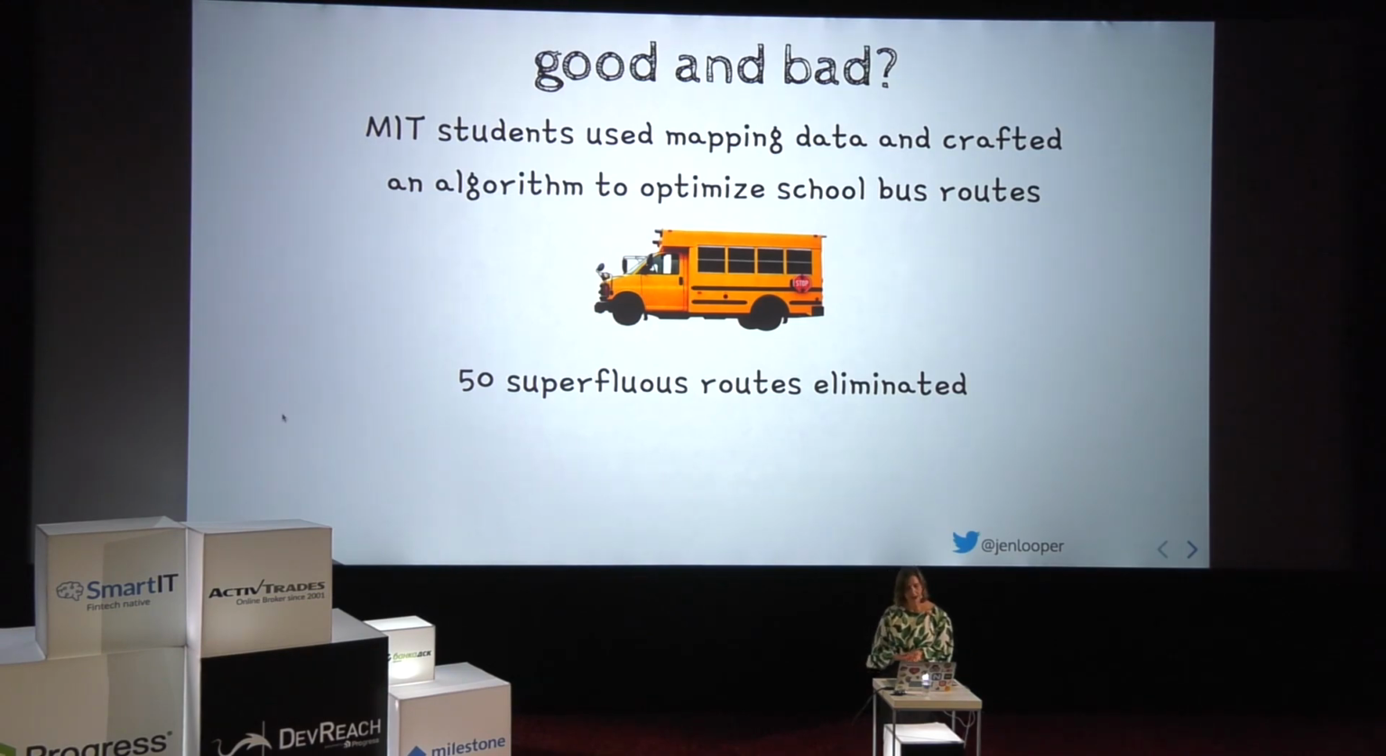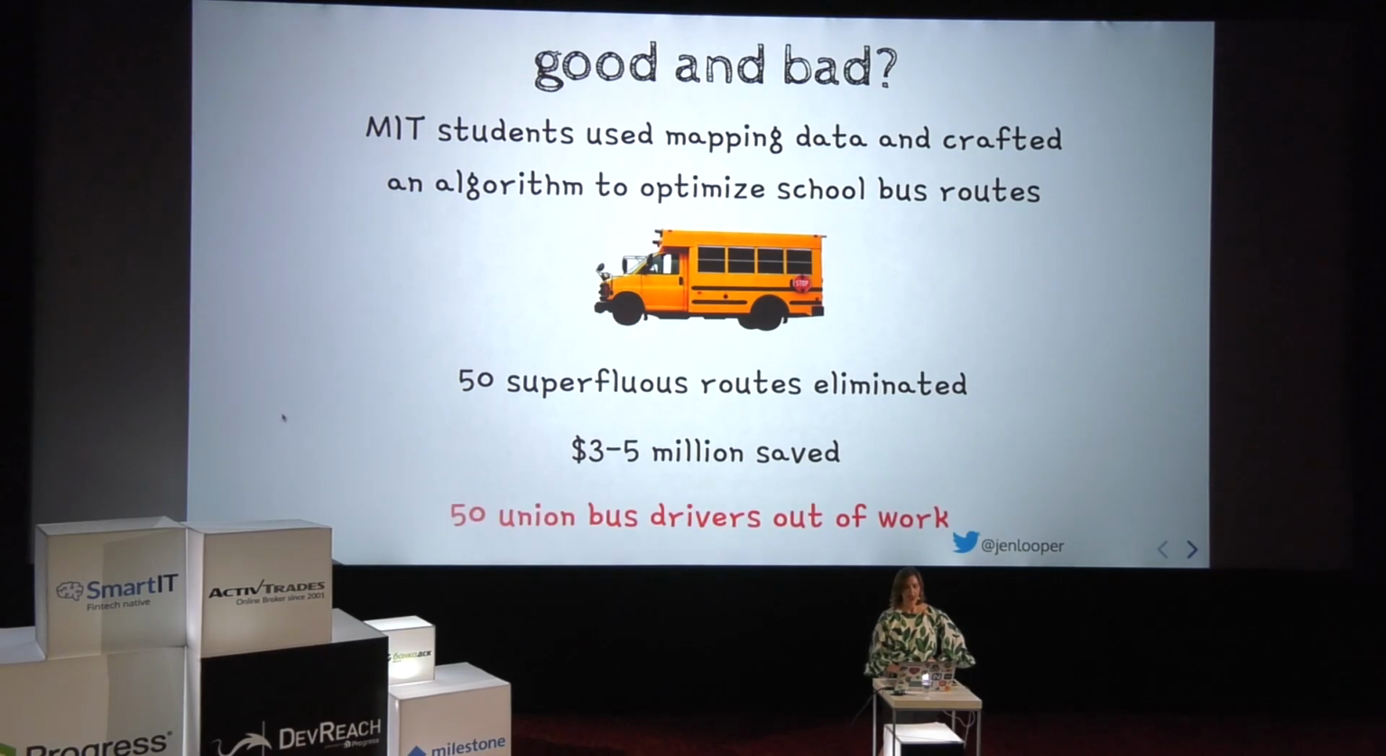So they eliminated 50 superfluous routes. They saved $3 to $5 million out of that nice fat line item that they were supposed to get rid of. And then we put 50 union bus drivers right out of work. So this is the sort of problem that can arise when you're asking awesome engineers from MIT to do cool things without thinking it through all the way. So I'm hoping that they help these guys find some employment. I have my doubts, but just something to think about.